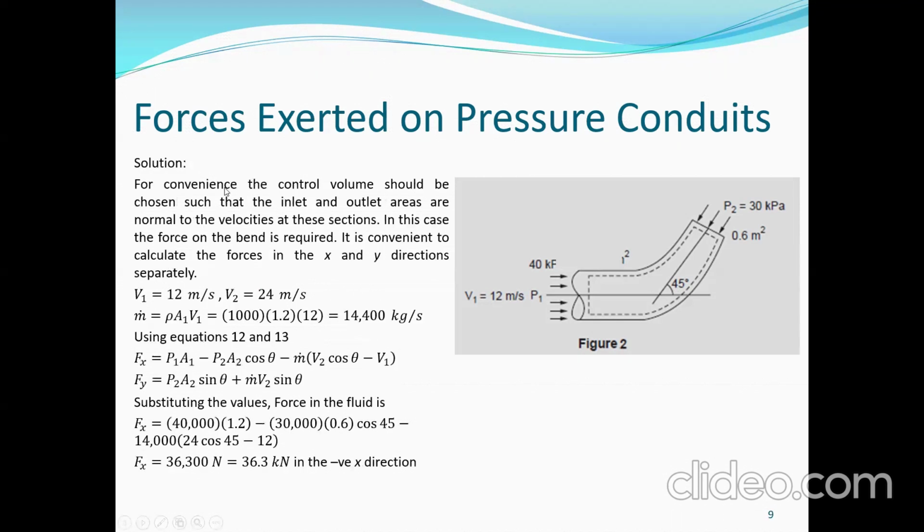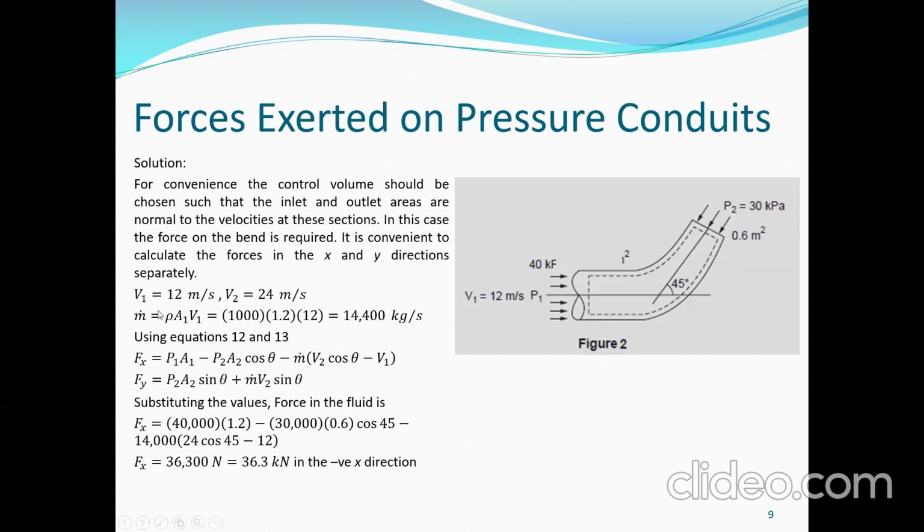So solution, for convenience, the control volume, yung naka-hidden line, should be chosen such that the inlet and outlet areas, number 2, are normal to the velocities at this section. It is convenient to calculate, in this case, the force on the bend is required. So, yung direction niya is later na. It is convenient to calculate the forces in the X and Y direction separately.